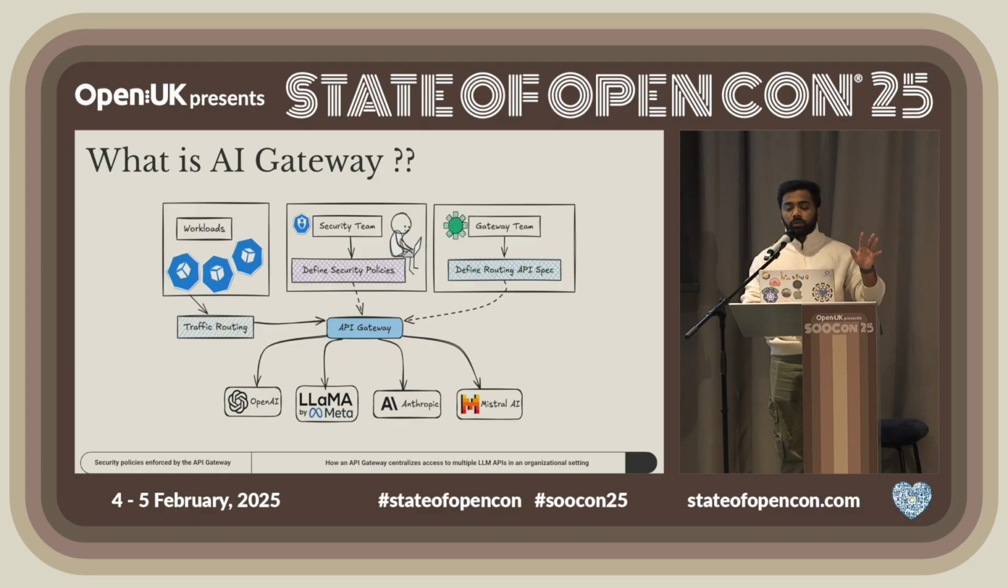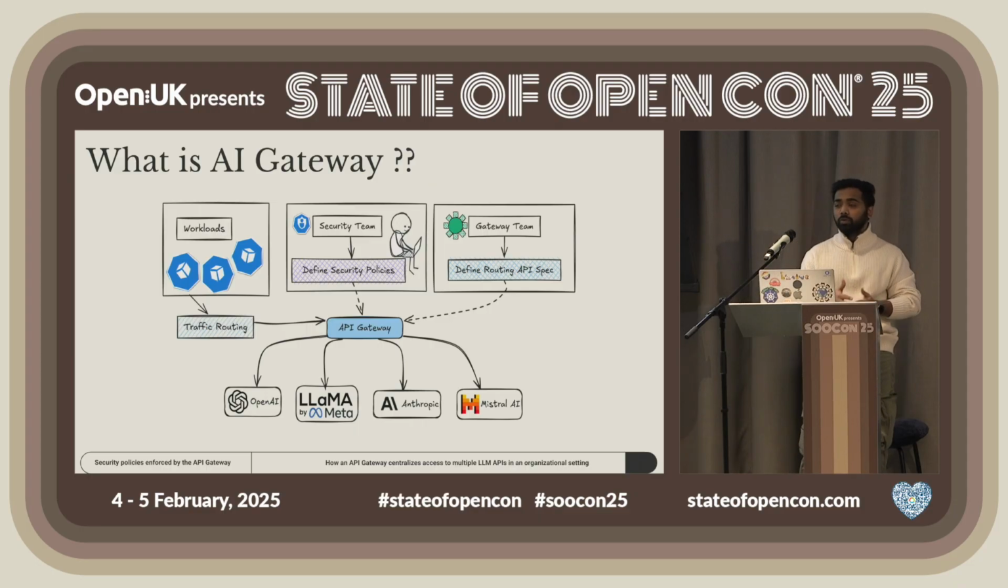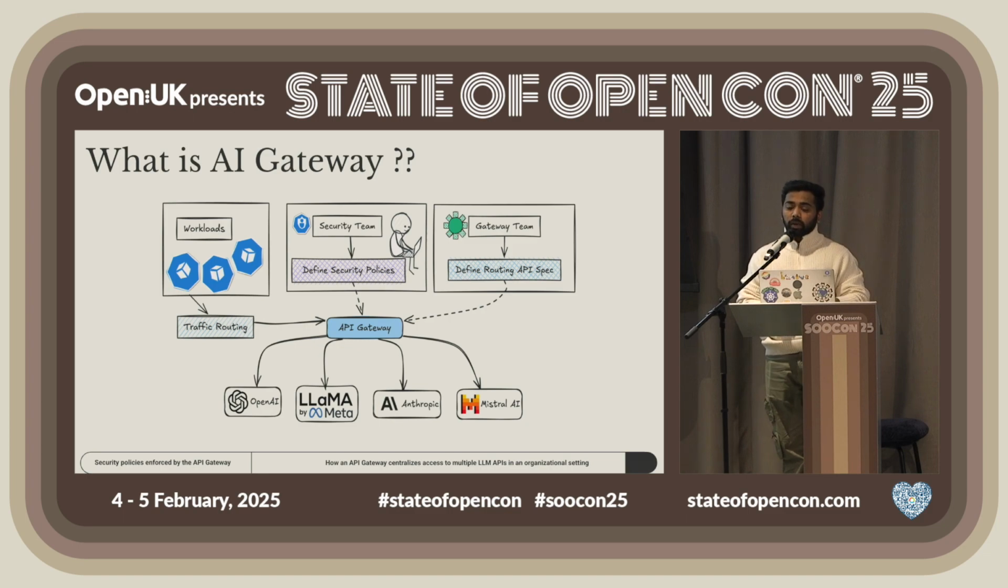Your workloads are nothing but, let's say you have some application running, so that has some workload. It will route traffic through the API gateway, which is your center of centralization of everything. Then there is a security team, which will help you enforce policies with the help of the API gateway. Similarly, the gateway team specifies the routing and API specifications for the gateway, which will help the API gateway enforce security policies and manage traffic routing. Then it will also provide a unified interface for your workloads.